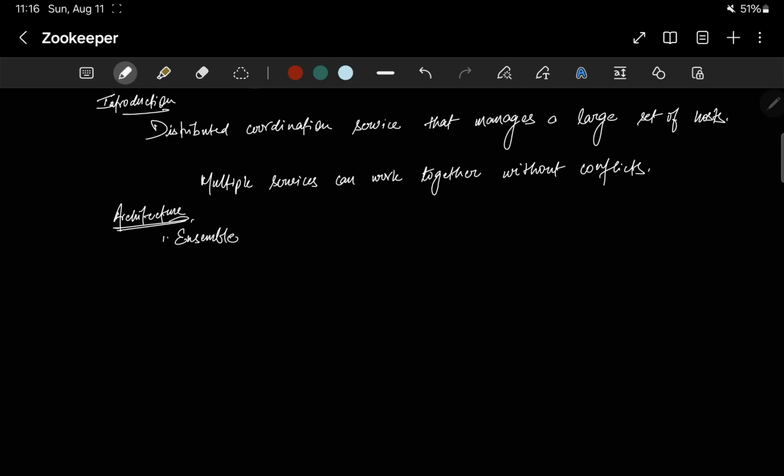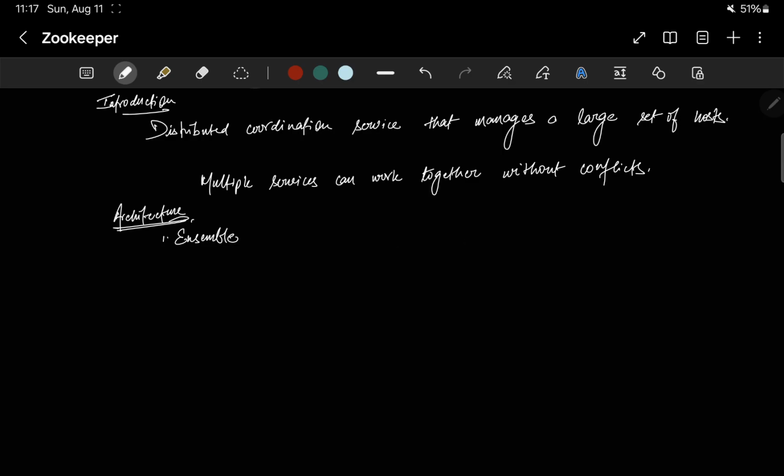A typical ensemble consists of 3, 5 or 7 servers to avoid split brain scenarios. Split brain scenarios as in, if you have, let's say, 2 nodes, one node can say something, the other node can say something else, right? But if you have an odd number of nodes, this node will say either this or this. So at least one of them will get a consensus, right? So that's the advantage of using an odd number of servers in the ensemble. Okay, either 3, 5 or 7.